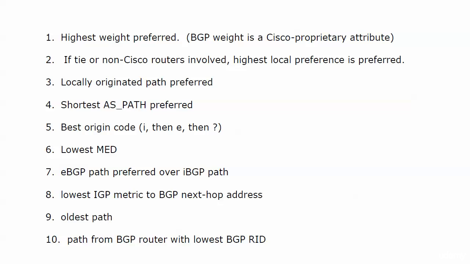7th step is an eBGP path will be preferred over an IBGP path. Then its lowest IGP metric to the BGP next hop address. As you can see, we're getting a little desperate here. I shouldn't say we're getting desperate as much as we're getting really, really detailed, because you're not going to see that many situations where the tie is all the way in the 8th or 9th or 10th step. But that 9th step being the oldest path, and the 10th step is being the path from the BGP router with the lowest BGP RID. So finally, we find a purpose for the BGP RID.